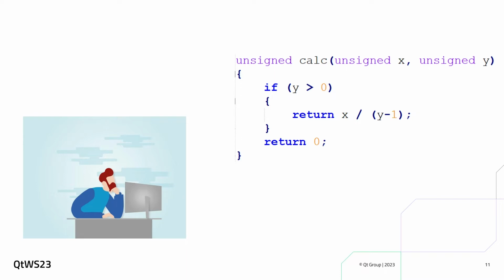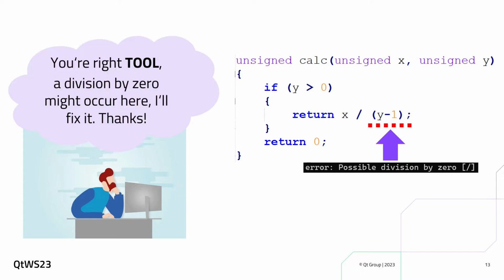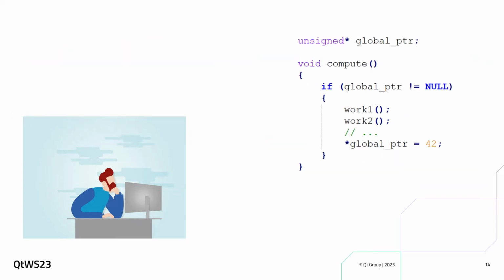Yeah, very good. So there's already the test case, so to speak. The problem is y equal to 1. Then we have a problem here, and this is also what a tool might report: a possible division by 0 in this program. And Bob is grateful to the tool. He says, "You're right, tool. That's very good. I will fix that. Thank you. Very good."